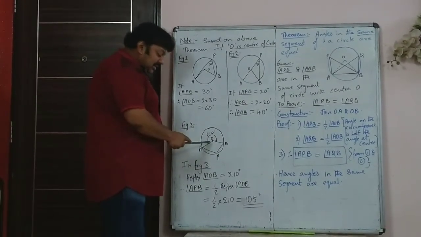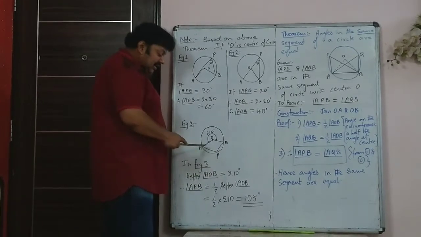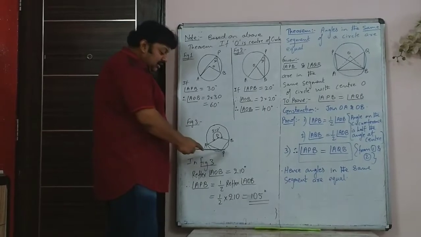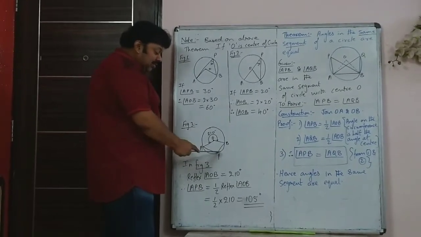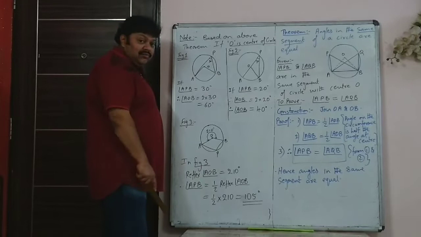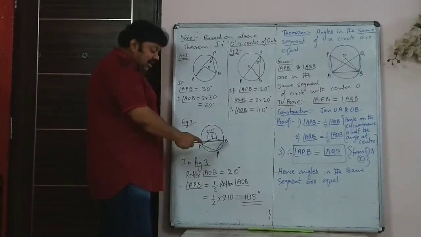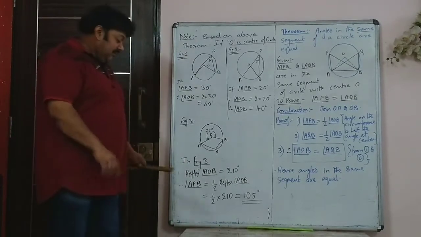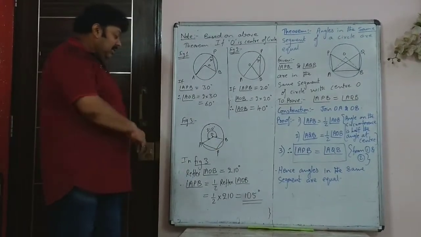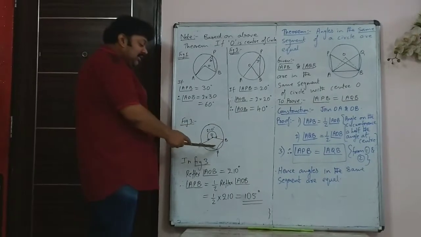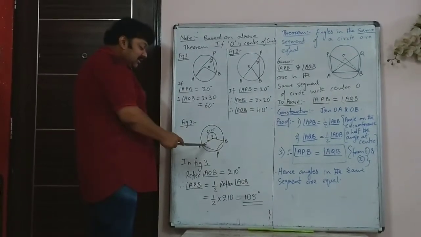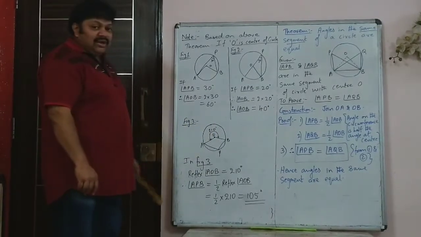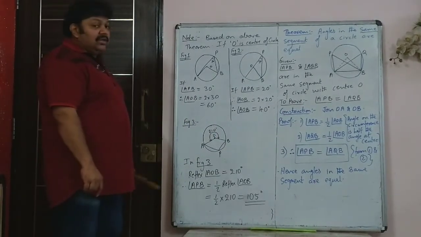So you can say that since reflex angle AOB is 210 degrees, therefore it has angle APB as the angle at the circumference. So that angle will be half of reflex angle AOB. So it is 105 degrees, which is angle APB. Again, the endpoints are the same for both AOB reflex and APB. So you can use that property even if it is a reflex angle, that is an angle greater than 180 degrees.